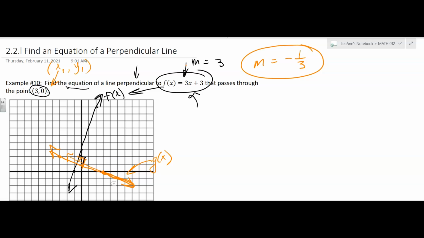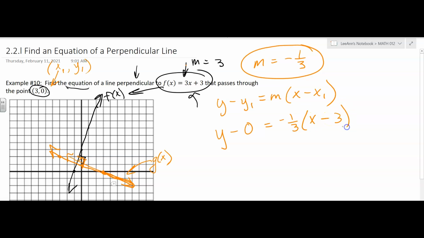So I'm going to pull out the point-slope formula because I have a point and I have the slope. So I'm going to plug everything in. y minus, my y sub 1 is 0. My slope is negative 1/3. And then my x sub 1 was 3. All right, so I get y. I don't need the minus 0. That's not doing anything for me. I'm going to distribute on the right: negative 1/3 x plus 1.